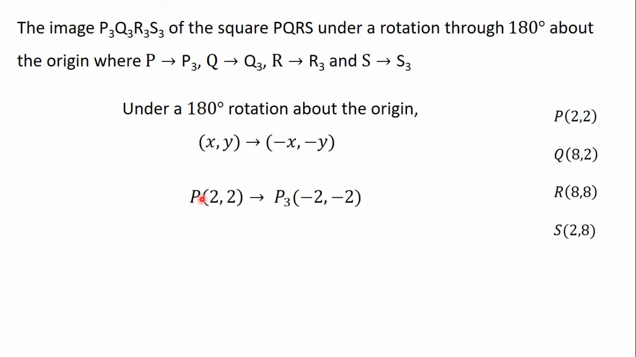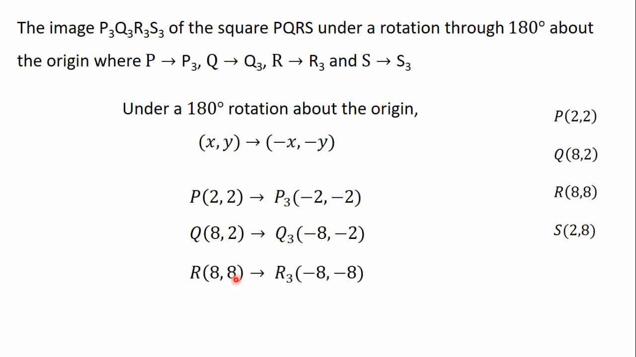When you use this rule to rotate the point P with coordinates (2, 2), you will get P3 with coordinates (minus 2, minus 2). So you will negate both the x and y coordinates of the point to get the image. When you rotate the point Q with coordinates (8, 2) using this rule, you will get Q3 with coordinates (minus 8, minus 2). We rotate the point R with coordinates (8, 8). Using this rule, we will get R3 with coordinates (minus 8, minus 8). And finally, when you rotate the point S with coordinates (2, 8) using this rule, you will get S3 with coordinates (minus 2, minus 8).